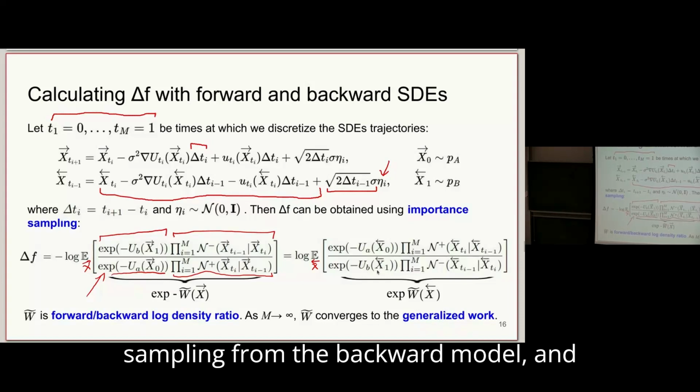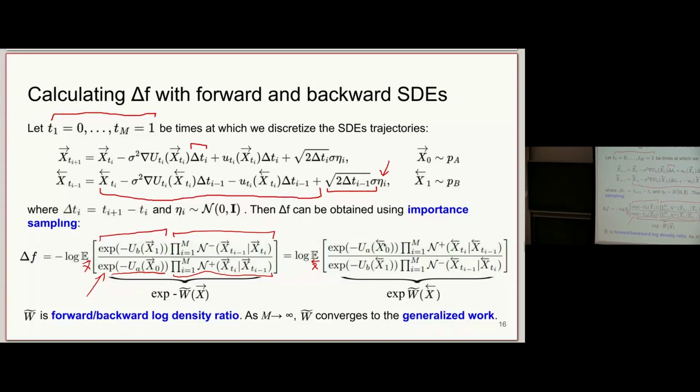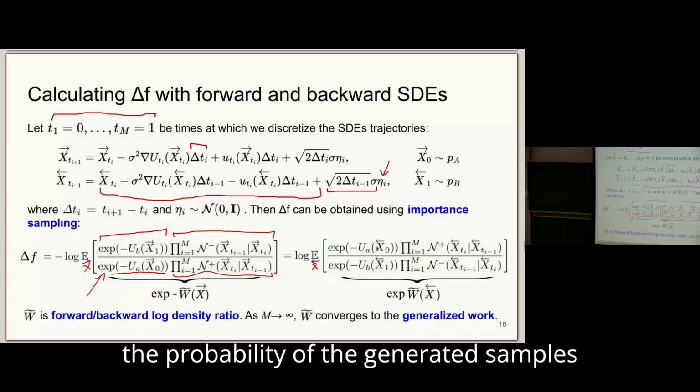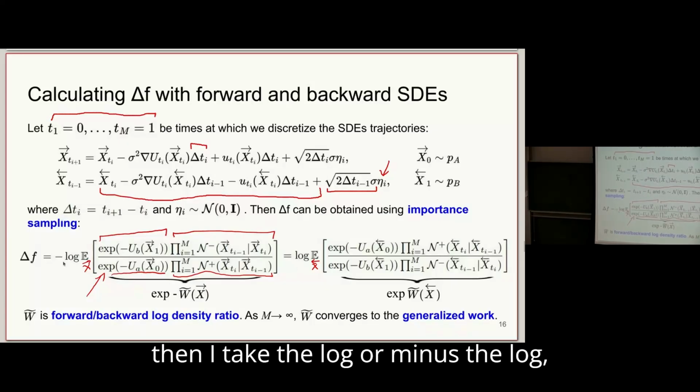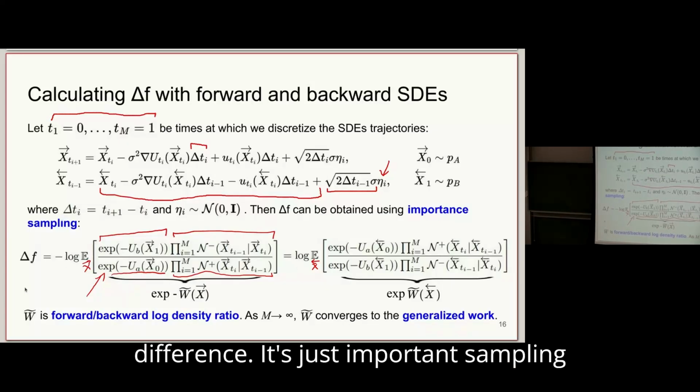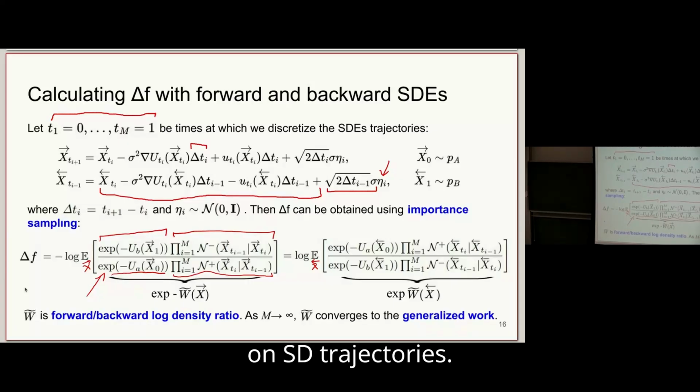Now here I am sampling from the backward model, and then evaluating the probability of the generated samples with respect to the forward model. Okay? And then I take the log, or minus the log. It's just the same free energy difference. It's just importance sampling on SDE trajectories. And obviously, this is unbiased.